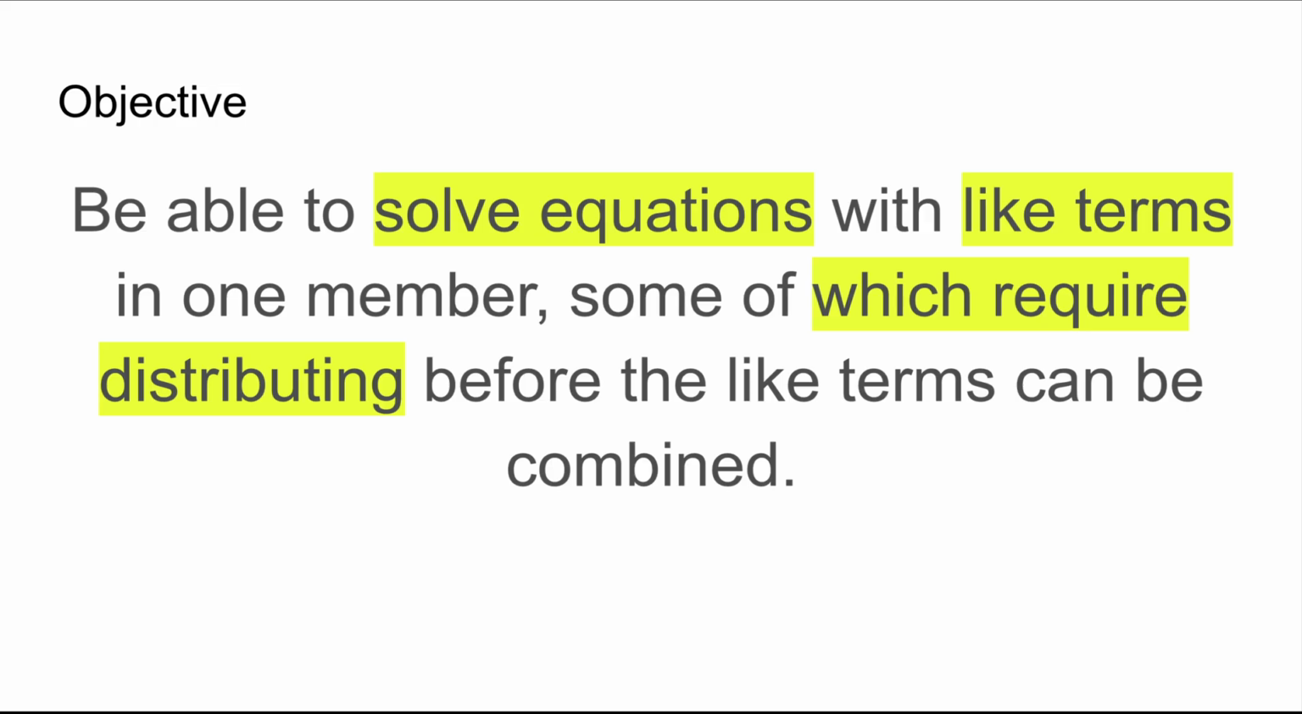Our objective is to be able to solve equations with like terms in one number, some of which require distributing before the like terms can even be combined. So this is just like a two-step problem. First, we're going to distribute, which means multiplying a number outside of parentheses, and then that will make us have more things to combine that are like.